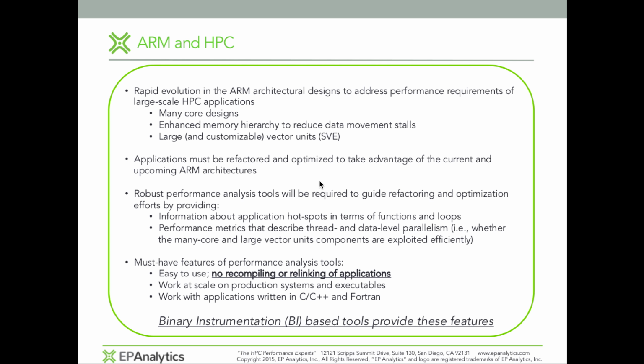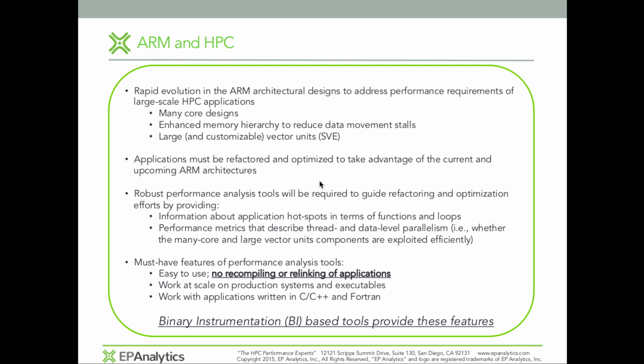While the architectural designs are making ARM more applicable to HPC codes, applications must also be refactored and optimized to take advantage of these systems. Robust performance analysis tools provide guidance in this refactoring and optimization process by providing information about application hotspots, for example, function level and loop level profiles, and specific performance measurements that describe how well the codes are utilizing key architectural elements such as the vector units and many cores.